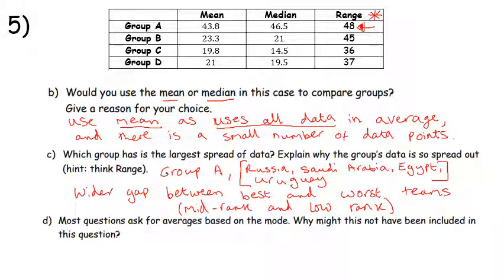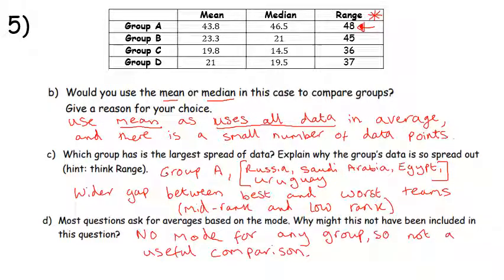Finally, most questions ask for averages based on the mode. Why might this not have been included in the question? Essentially, they're all different ranks. There is no mode in any of the teams, so there is no point using that as an average. It would be completely useless. So you could say the mode in this case is not very useful for ranked teams.